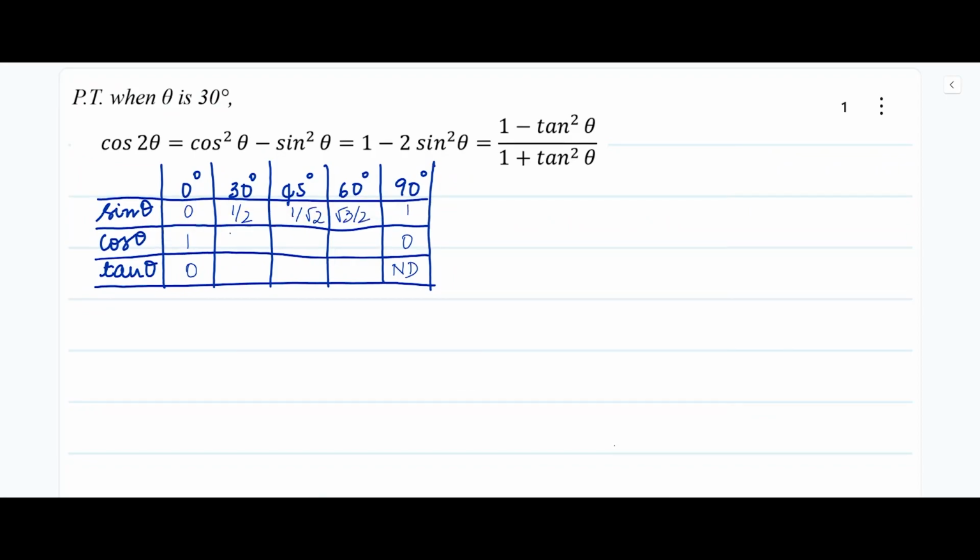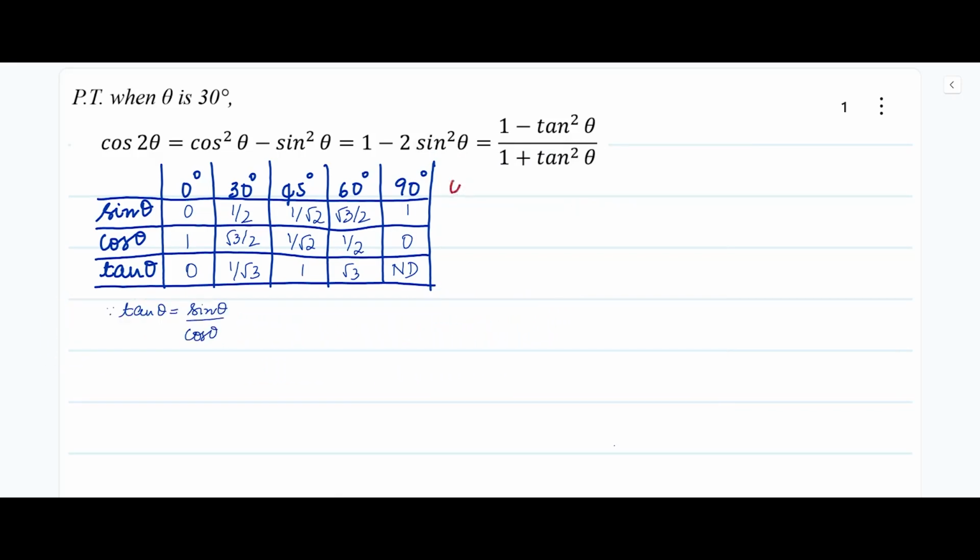That is, cos 30 degrees is root 3 by 2, cos 45 degrees is 1 by root 2, cos 60 degrees is half. So here we can see that the row of cos theta is the reverse of the values in sin theta. Next, we know that tan theta is the ratio of sin theta by cos theta. So therefore, tan 30 degrees will be equal to 1 by root 3, tan 45 degrees is equal to 1, tan 60 degrees is equal to root 3. So now we have our trigonometric ratios table.